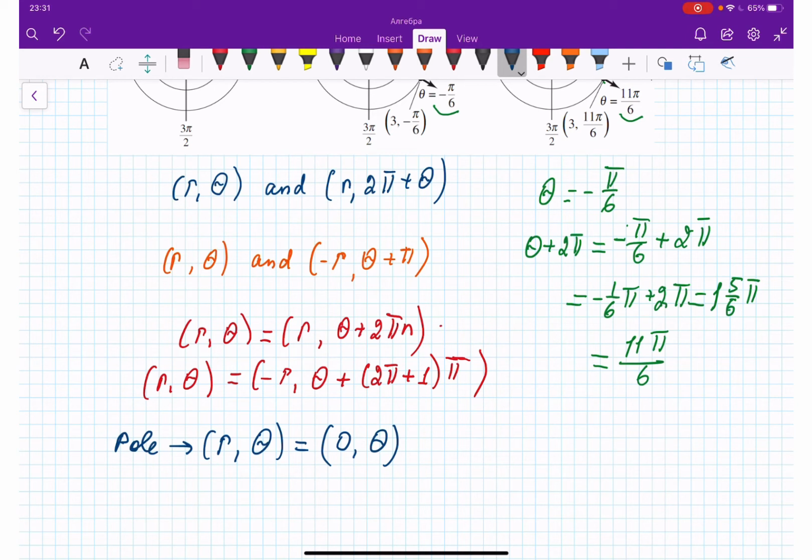Now let's establish the relationship between polar and rectangular coordinates, because they can't coexist separately. If we have two different coordinate systems, there has to be some way to convert one system to another. Otherwise, it will complicate our life much more if there isn't a connection between them. So we are now going to establish the relationship between these two coordinate systems.